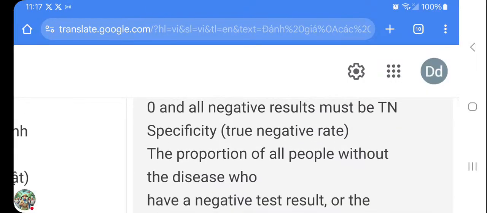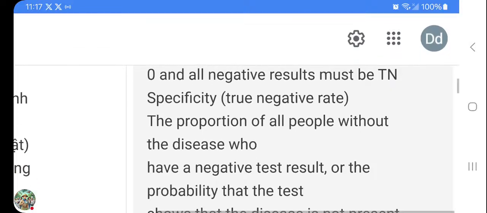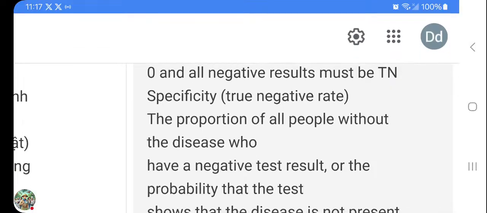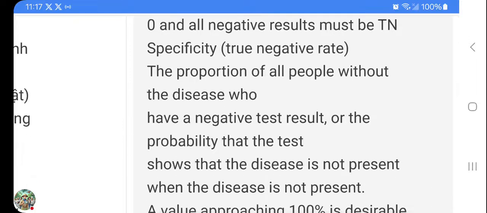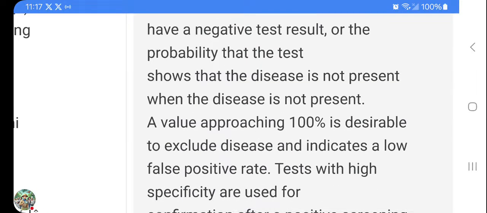Specificity is the proportion of all people without disease who have a negative test result, or the probability that the test shows the disease is not present when the disease is not present. Okay. So a value approaching 100% is desirable to exclude disease. If specificity gets 100%, that means they do not have the disease, and it indicates a low false positive rate. What is a false positive rate? Keep in mind this rate, right?